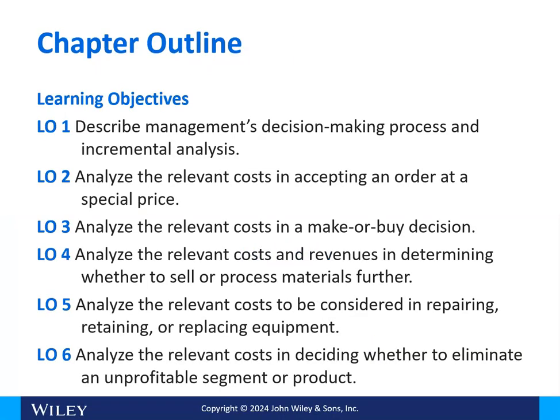The learning objectives for Chapter 7 are: describe management's decision-making process in incremental analysis; analyze the relevant cost in accepting an order at a special price; analyze the relevant cost in a make or buy decision; analyze the relevant costs and revenues in determining whether to sell or process materials further; analyze the relevant cost to be considered in repairing, retaining, or replacing equipment; and finally, analyze the relevant cost in deciding whether to eliminate an unprofitable segment or product.